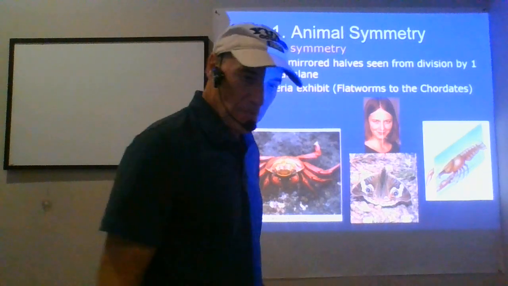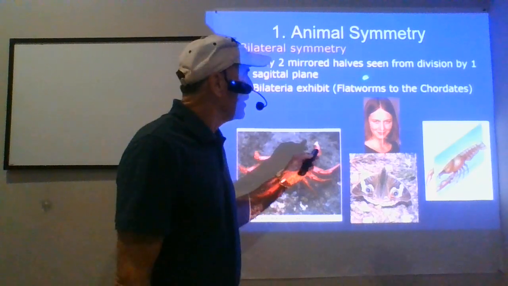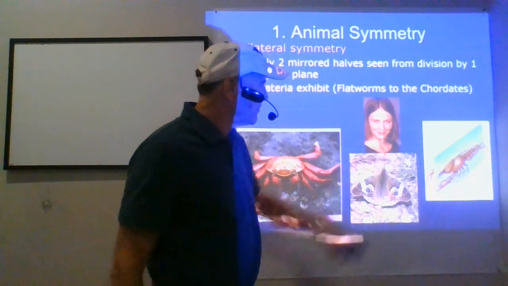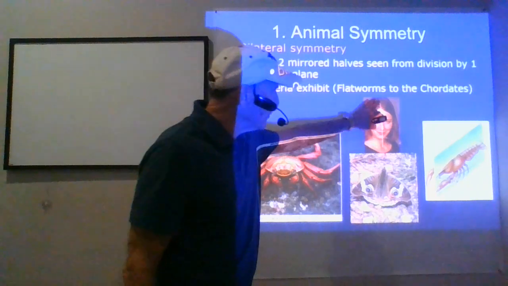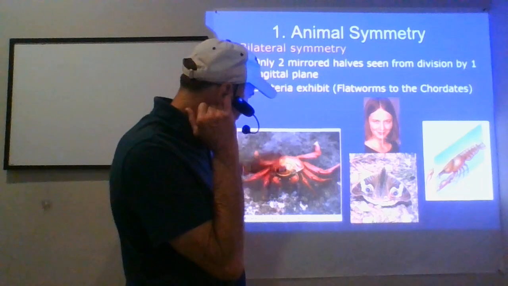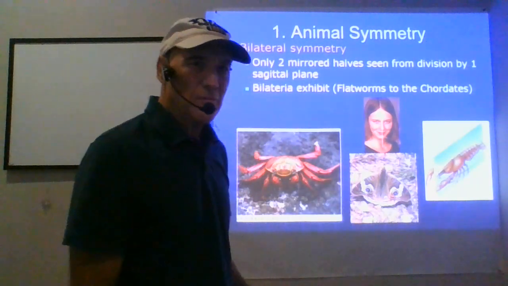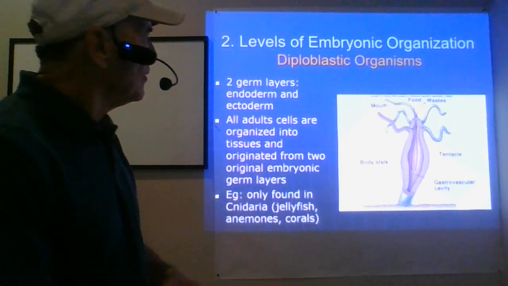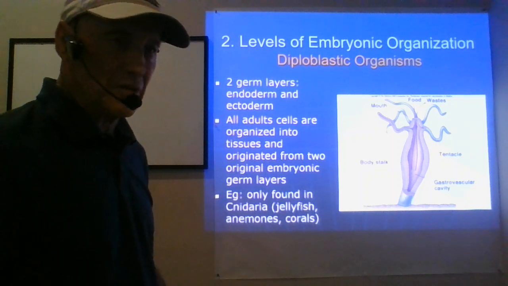Anyway, so only two mirrored halves seen from one division in a sagittal plane, down the center. Well, sagittal doesn't technically have to be down the middle, mid-sagittal. This is a mid-sagittal plane. So down the middle here, mid-sagittal, down the middle here, mid-sagittal, this side are the same. Like that, there's a mid-sagittal plane. Okay. All right. So symmetry was one of the first major features they look at for relatedness.